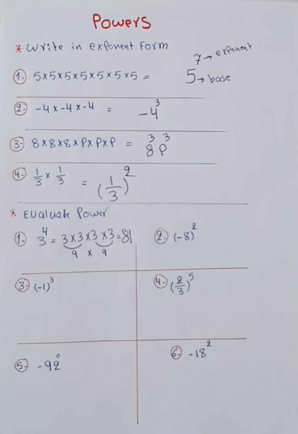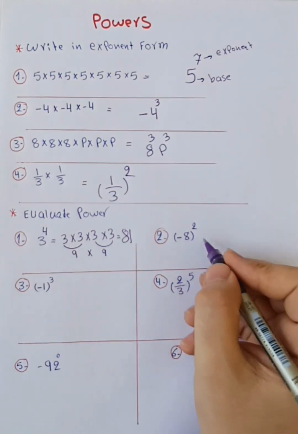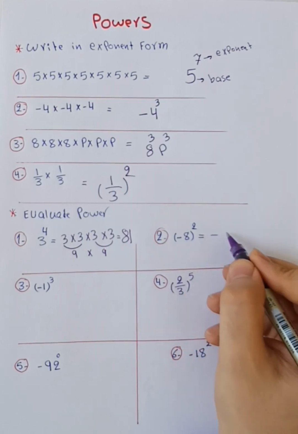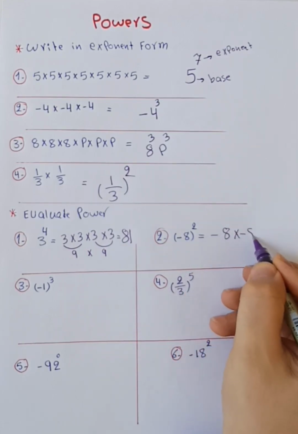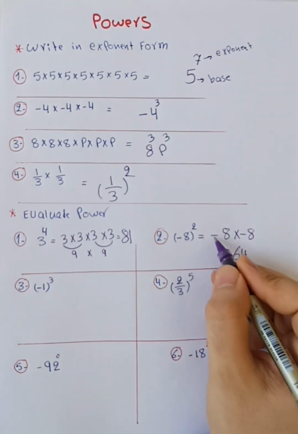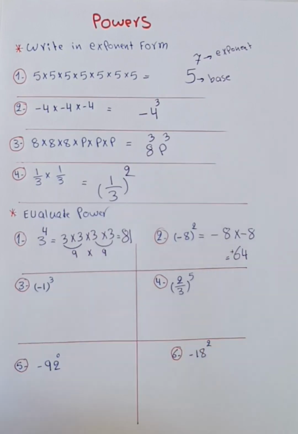Example number 2, we have second power of negative 8. We have to multiply negative 8 by negative 8 2 times. Negative 8 times negative 8 equal to 8 times 8, 64. Minus times minus is plus.